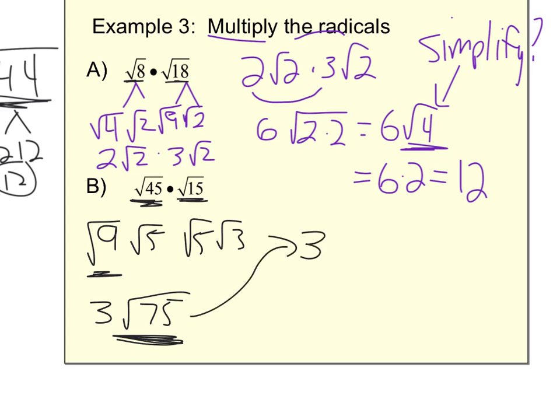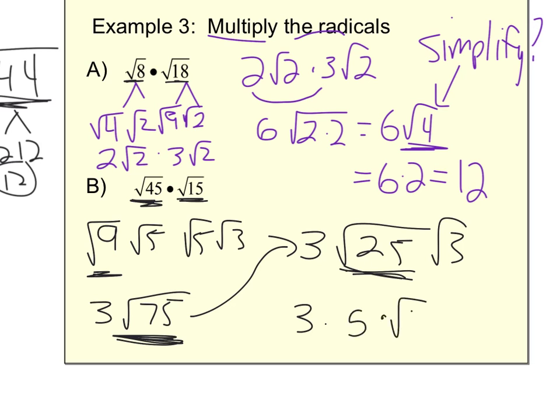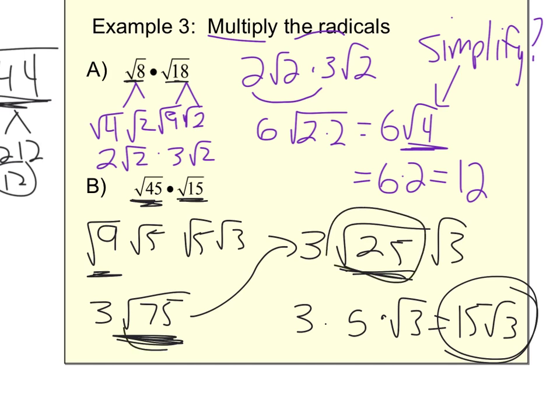So I still have this 3. 75 can be rewritten as 25 and 3. Well, the square root of 25 is just going to be 5. So my answer is just 15 square root of 3. Okay, so be careful with that. Always double check to see, can I keep simplifying this number once I put some things together?